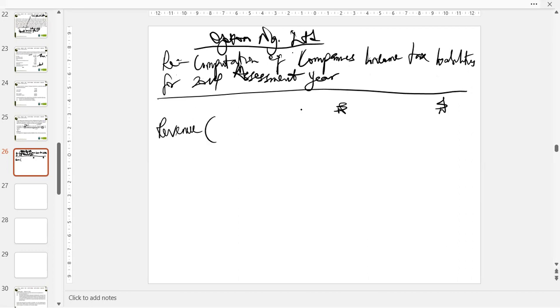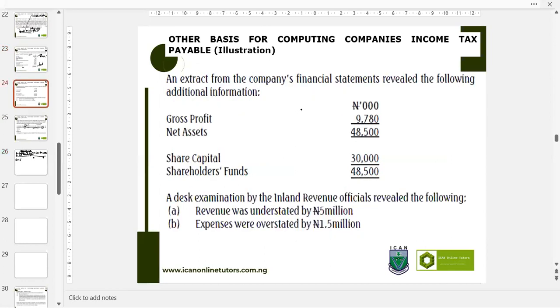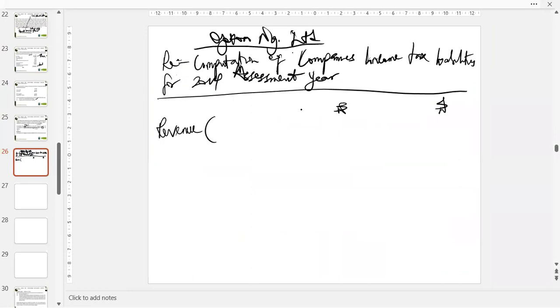105 million. So the turnover is 100 million naira. But in the additional information, we were told that revenue is understated by 5 million naira. So we have to bring it back. That's 100 million plus 5 million naira. What do we have? We have 105 million naira.